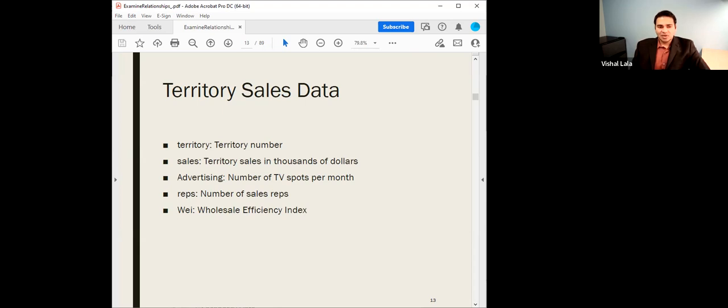Number of sales reps, or reps, is the number of sales reps assigned to a territory. That's an easy number to get. Lastly, wholesale efficiency index is a measure of the wholesalers in the area. This is measured as a rating from 1 to 4, where I'm reading off the data description here: 4 refers to outstanding, 3 to good, 2 average, and 1 is poor. So a higher number would indicate a higher wholesaler efficiency index. So we have here 1 sales variable and 3 variables you would expect to be in some way related to sales.